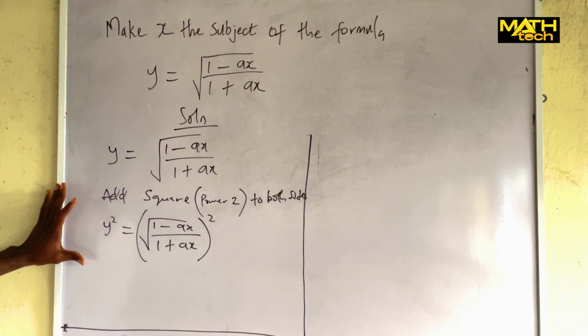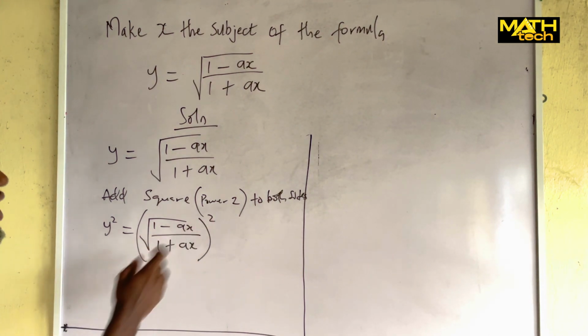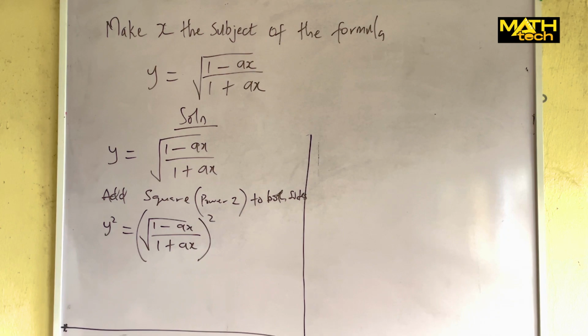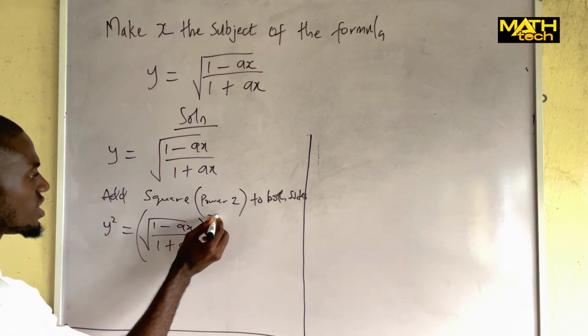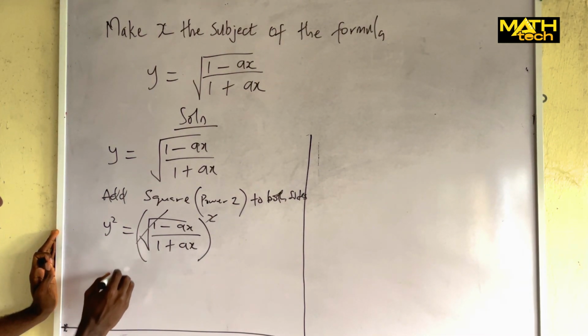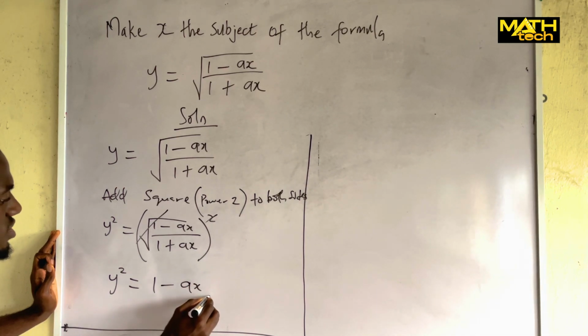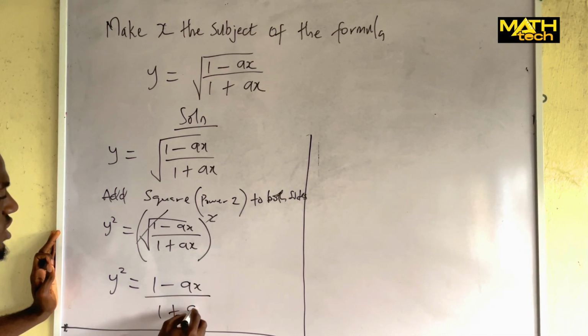So after this process, the next step we take is at the right hand side. You can see that the square root and the square are not friends. Just like the virus and the antivirus, the square is like an antivirus to the square root, and also the square root is like an antivirus to the square. So these two terminate each other, and here we have y squared equal to 1 minus ax all over 1 plus ax.